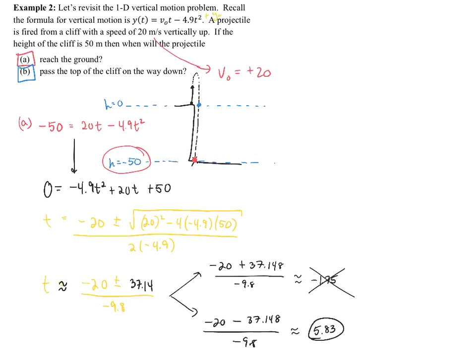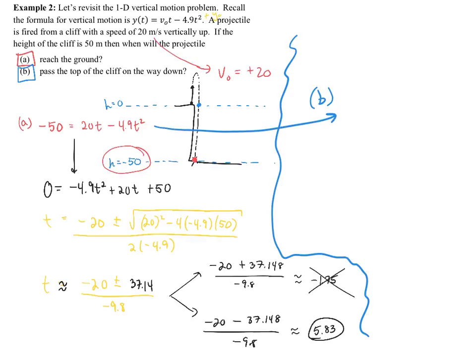So what I'm going to do to solve for part B is use the same governing equation we started with. But instead of using a height of negative 50, I'm going to take the exact same equation from this line right here and use it again, with a height of 0 instead.